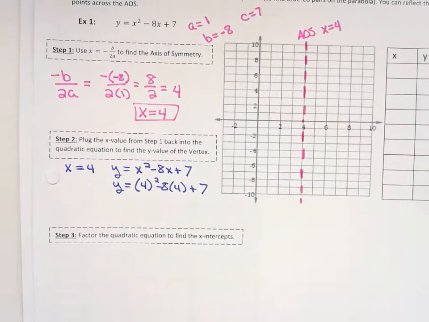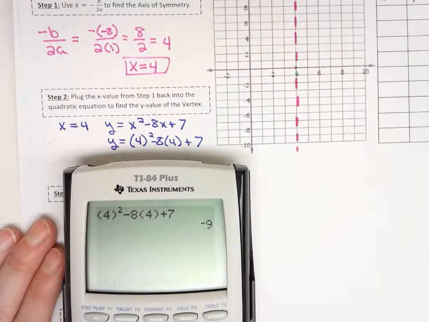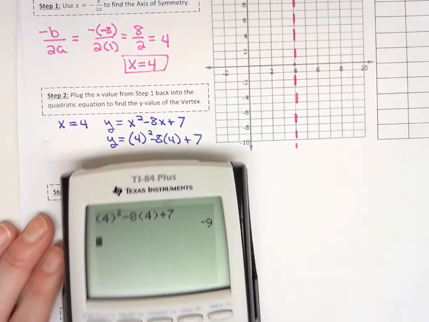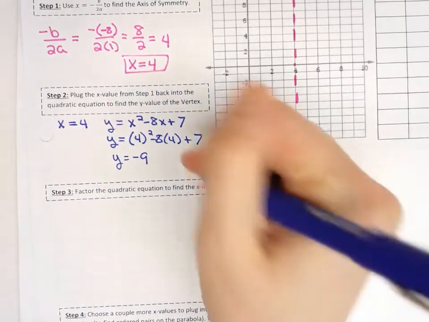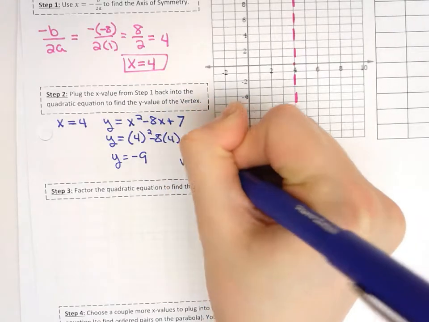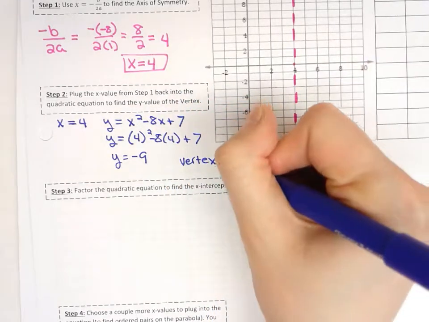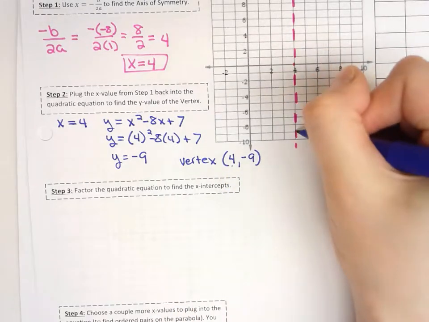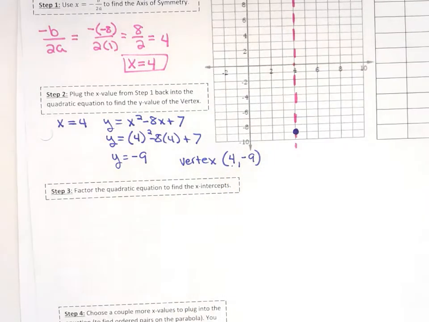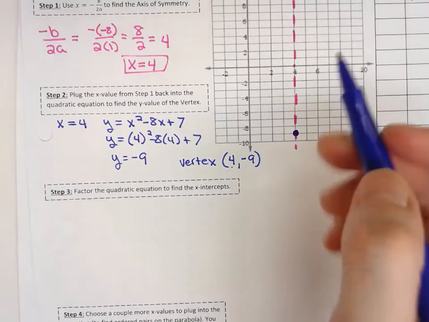And if I need to, I can type that into my calculator just like it looks, and I end up with negative 9. So that means y is equal to negative 9, and we've got a vertex point at positive 4 comma negative 9. X value, then y value. And I can go ahead and plot that vertex point on my parabola, or on my axis of symmetry.